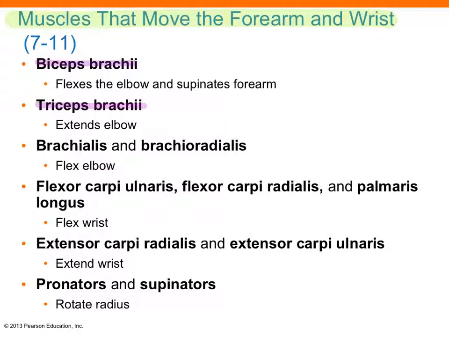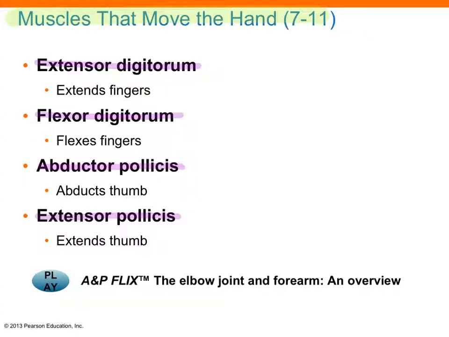Next, we move on to the muscles of the forearm and wrist. We have the biceps brachii, which flexes the elbow and supinates the forearm. The triceps brachii, which extends the elbow. The flexor carpi ulnaris flexes the wrist, and the extensor carpi radialis extends the wrist. The muscles that move the hand are the extensor digitorum that extends the fingers. The flexor digitorum flexes the fingers.